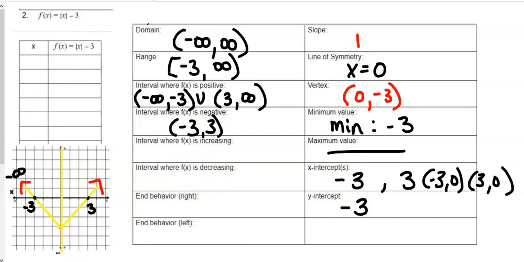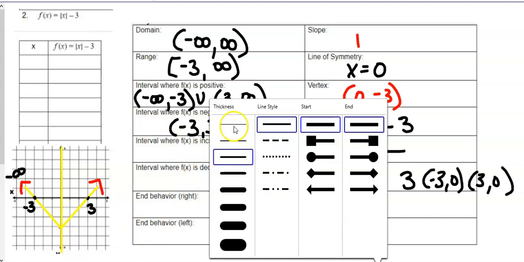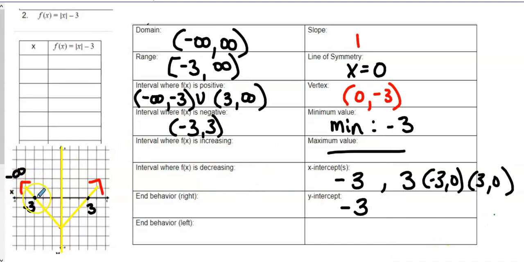Interval where it's increasing. Let me change colors here. Okay, so as I trace from left to right, on the left side, it's decreasing, and on the right side, it's increasing. So let's go down here to decreasing first. Decreasing, it's going from negative infinity to 0 on the x-axis. Where it's increasing, it's going from 0 to positive infinity.